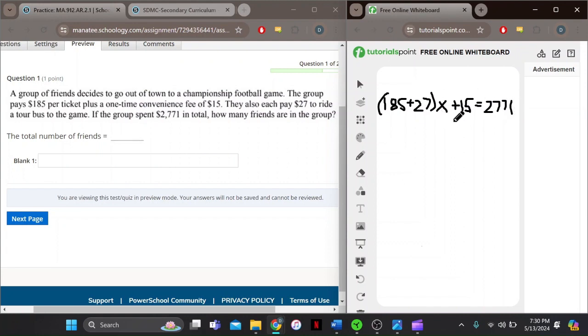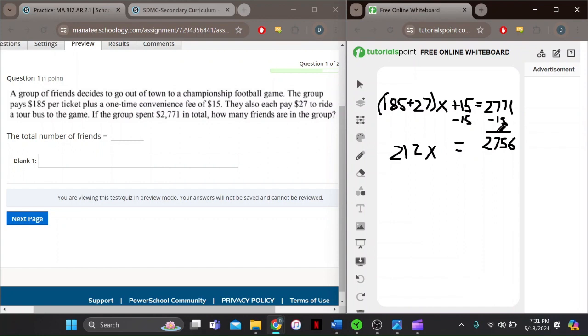So this one's a pretty straightforward solve. I'm going to subtract 15 from each. And we get 2,771 minus 15, and that is going to end in a 6: 2756. Okay, now 185 plus 27, just grab a calculator for this. 185 plus 27 is 212. So we have 212x equals 2756.